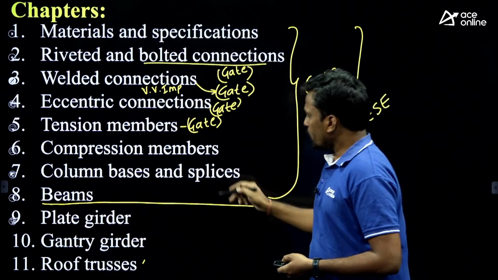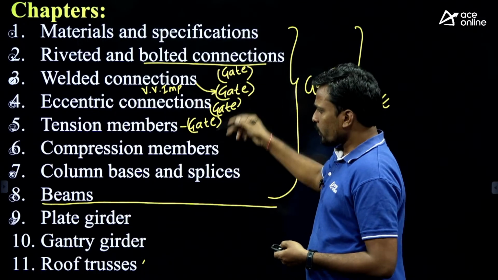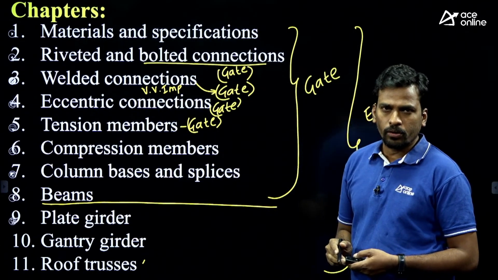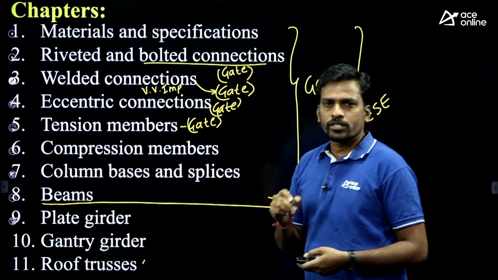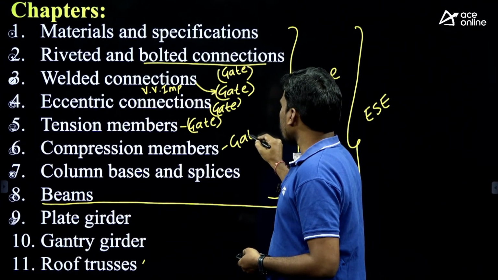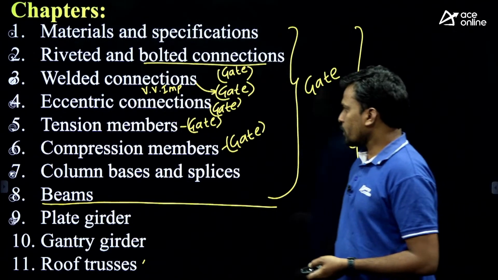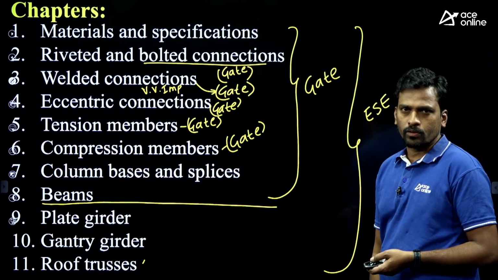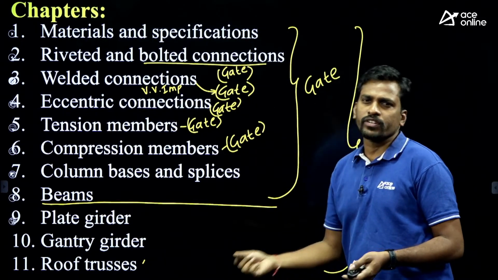Then in compression members, only 2 topics, revise them. I'll tell you what the topics are; we'll discuss them separately, topic-wise. After completion of these chapters, if you still have time, then concentrate on compression members also. For ESE people, each and every chapter is important. But for GATE people, hardly 4 chapters are sufficient.